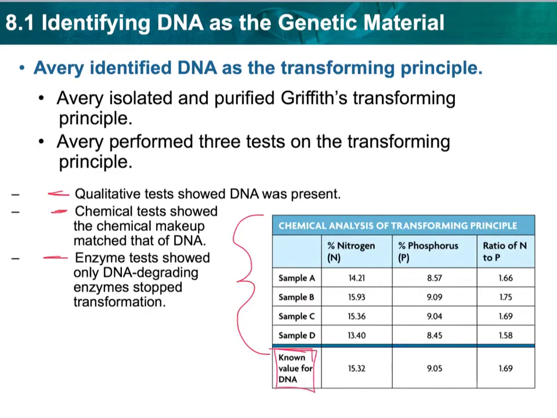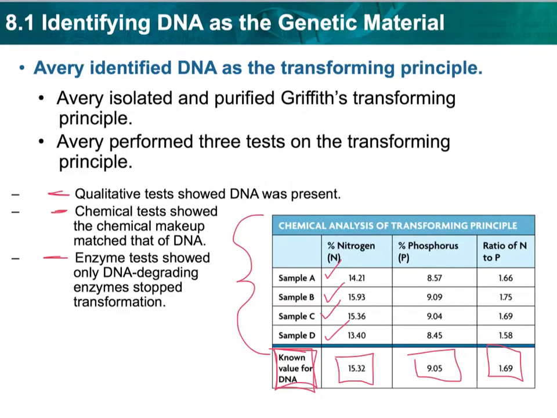We know the values for DNA of nitrogen and phosphorus. We know that DNA is 15.32% nitrogen. We know that DNA is 9.05% phosphorus. And when we break that down into a ratio, we get 1.69. He took 4 different samples of this transforming material, and he determined that when he chemically analyzed those 4 samples, they all very much resembled the known values for DNA.